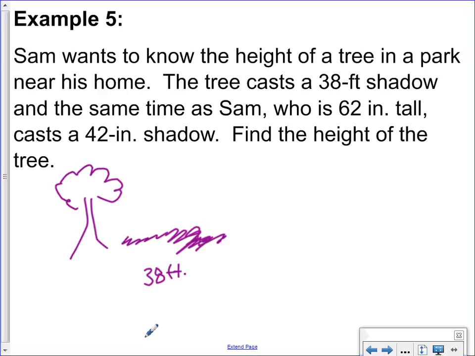Sam is right here. He is my height, 62 inches, and his shadow is 42 inches. We're looking for the height of the tree.